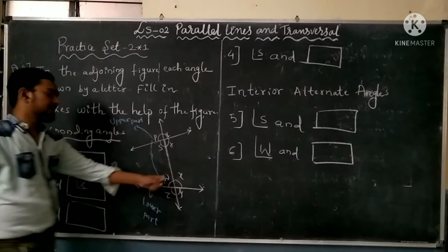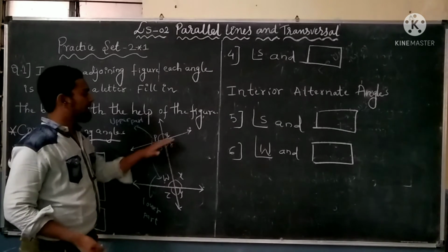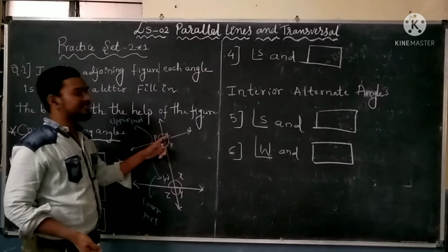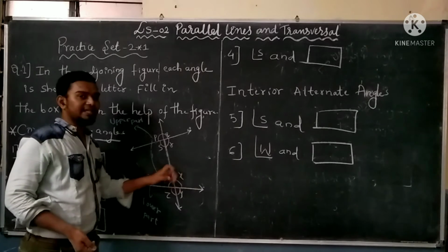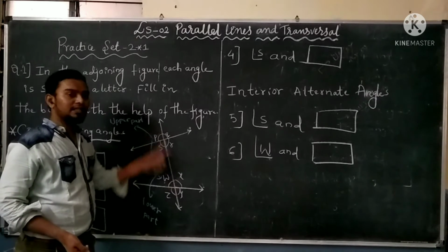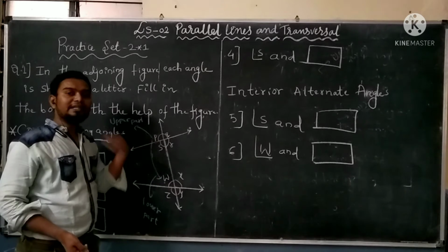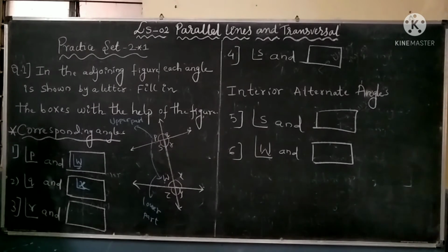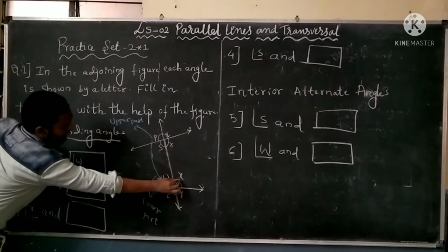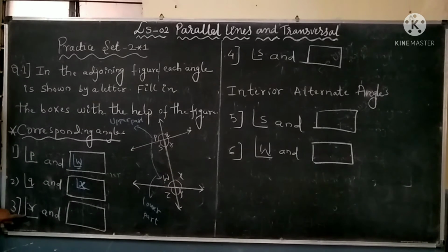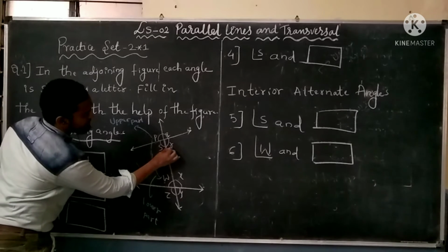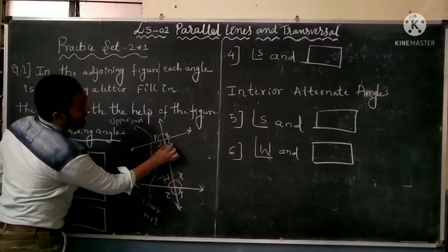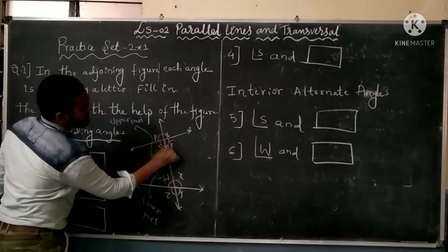Why are we taking X? Because this is the upper arm and this is the lower arm. The upper side is Q, and in the lower arm the upper side is X. Therefore both angles are corresponding angles, and angle Q corresponds to angle X. Next, angle R corresponds to angle Y, on the lower side.